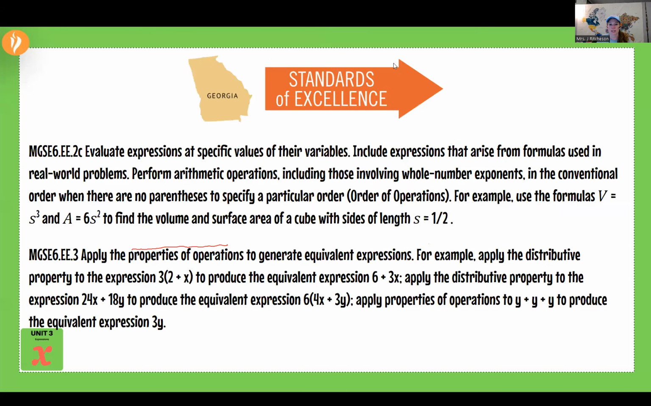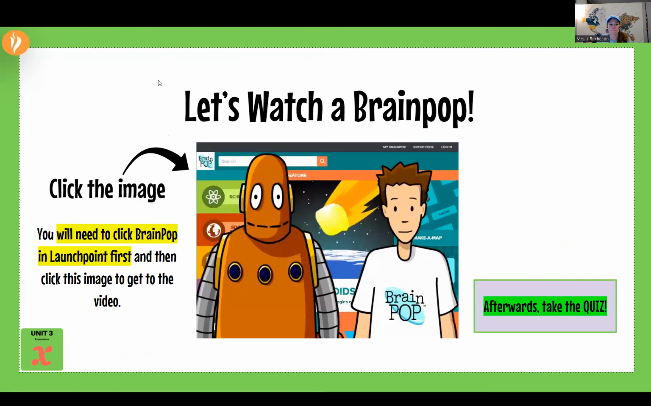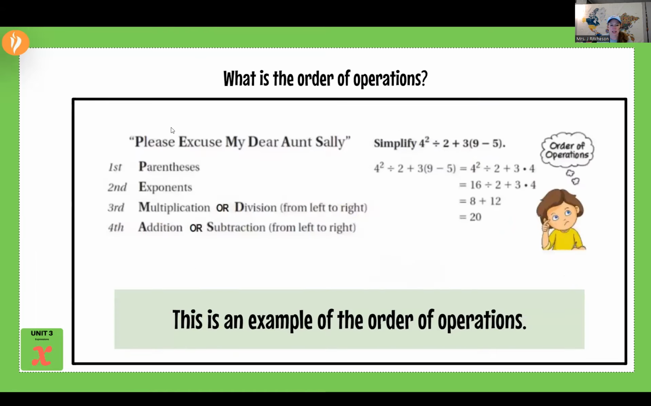So here are our standards today. These are our learning targets. All right, so if you will open your Launch Point and open BrainPop from there, and then after you've opened it on your Chromebook, you may then click on this link and you can watch this awesome video, and afterwards take the little quiz.